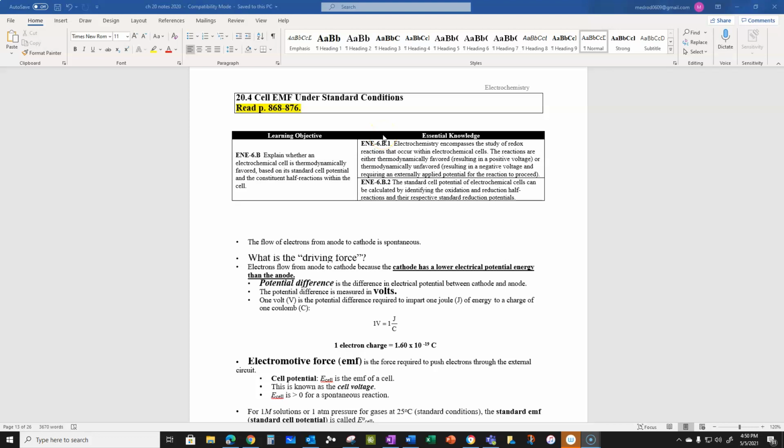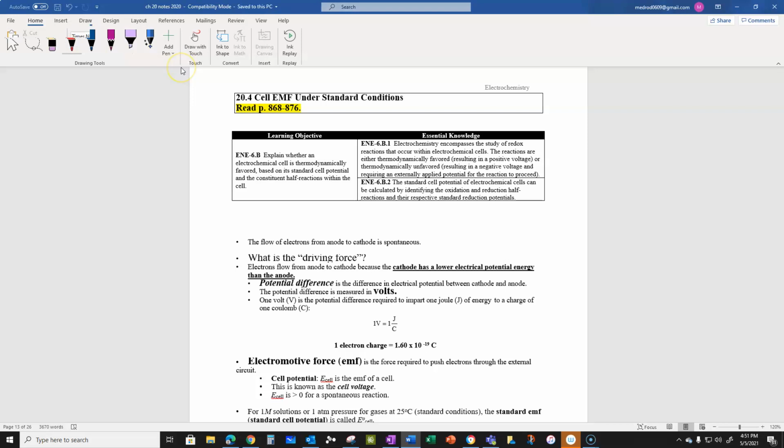All right, 20.4, our first calculation for this chapter. Cell EMF. And we call cell EMF, it's cell potential. So you're going to see this word many different ways. And AP uses both. I wish they would just stick to one.